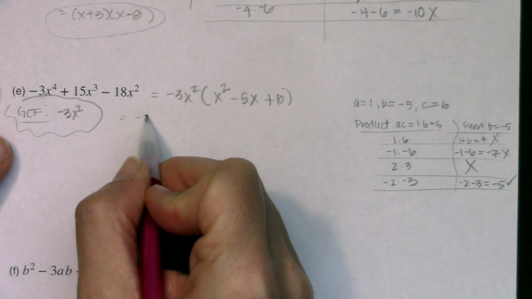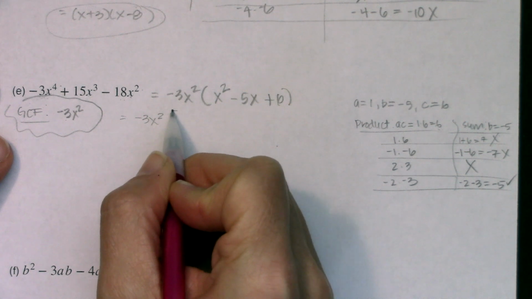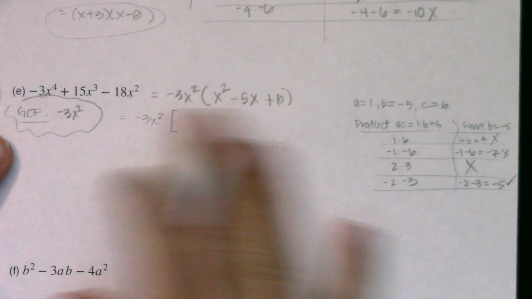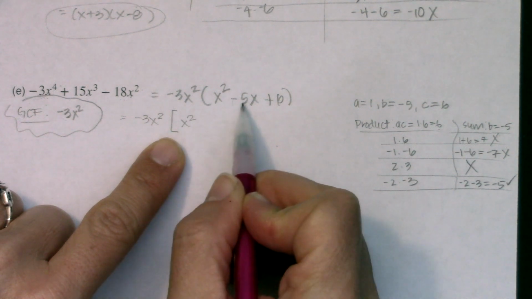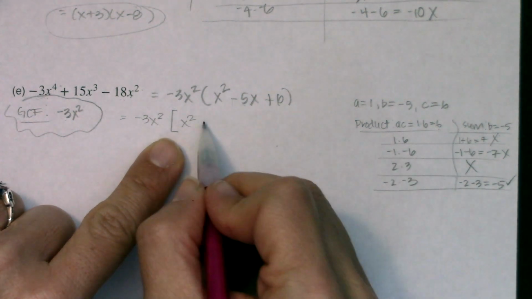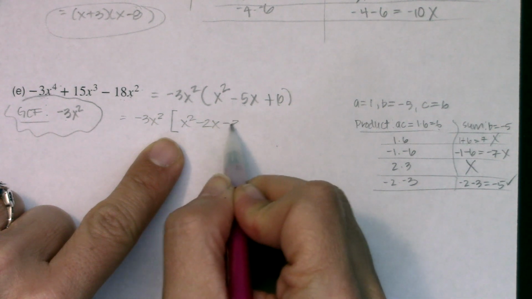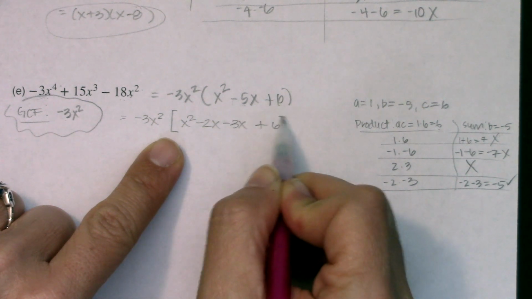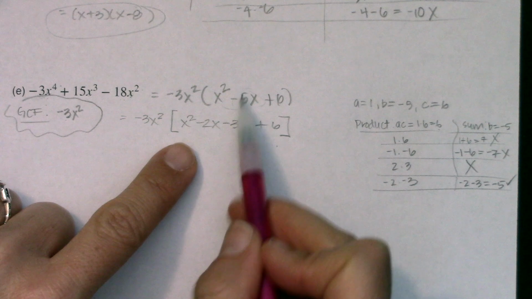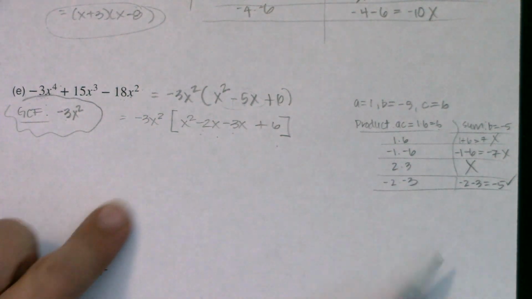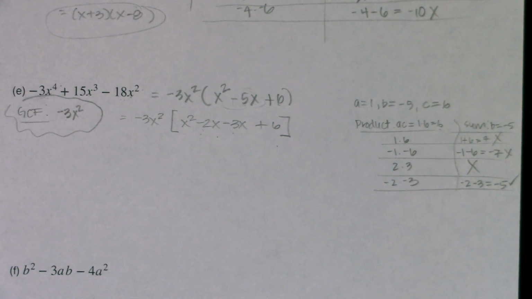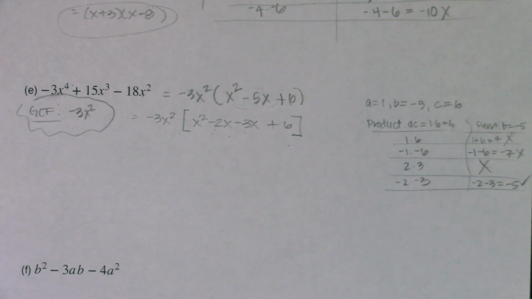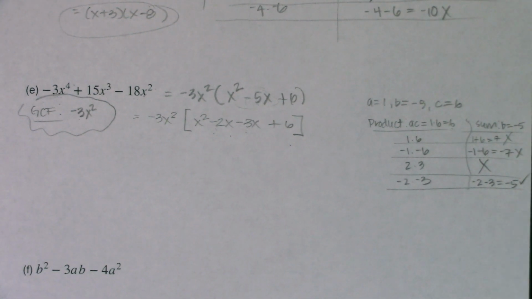So let me keep this negative 3x squared out. All right, I'm going to rewrite this, and I'm going to put them in brackets just so we can kind of split it. All right, x squared, instead of negative 5x, I'm going to write negative 2x minus 3x plus 6, right? So instead of negative 5x, I split that middle term. And sometimes you'll hear this method referred to as splitting the middle, and that's where it comes from. All right, let me scooch this over just so it's not super cramped, okay?